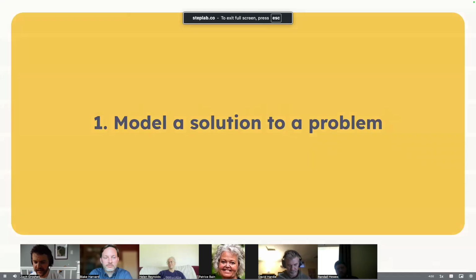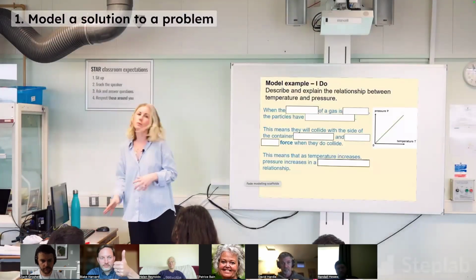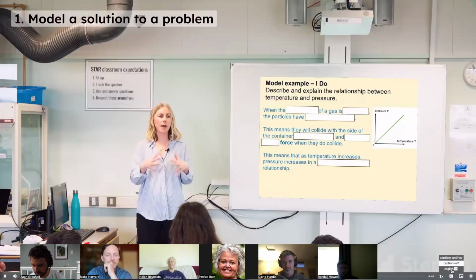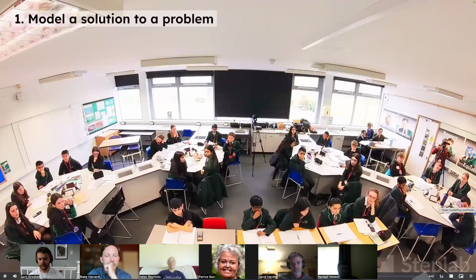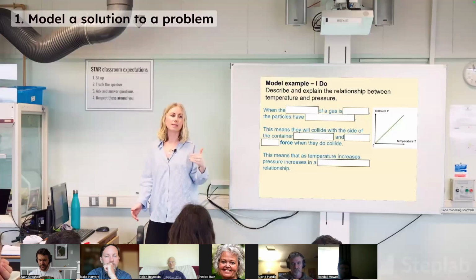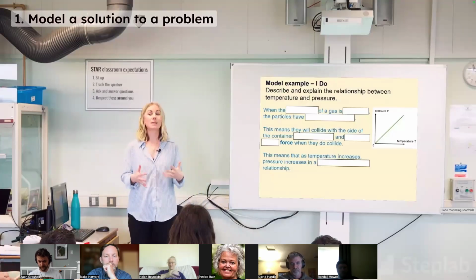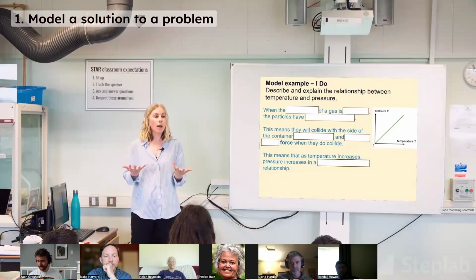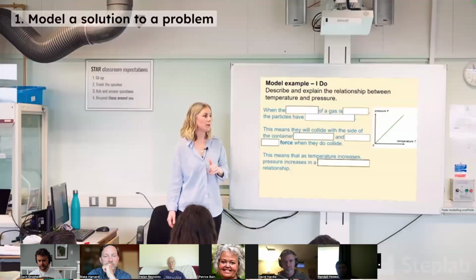Hey, Blake, let me know if you can't hear the sound. So here's one example that I'm going to model for you first, and then you're going to do some paired examples and then some independent practice. So first of all, I've got a graph over here which shows me the temperature increasing on the x-axis and the pressure increasing on the y-axis. And I would like you to be able to explain that relationship. Why do we see that relationship on the graph? So the question is, describe and explain the relationship between temperature and pressure.